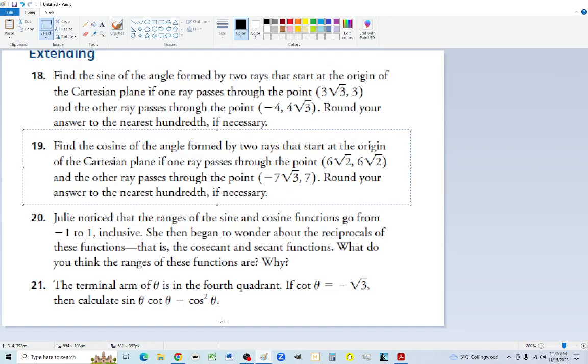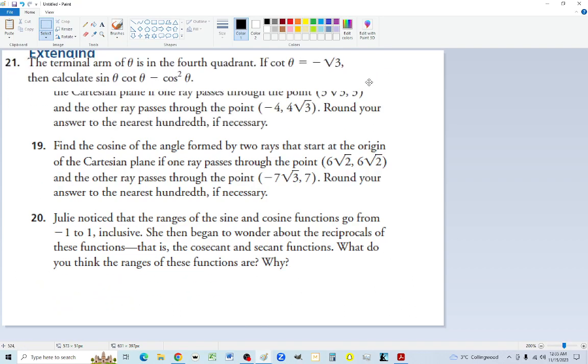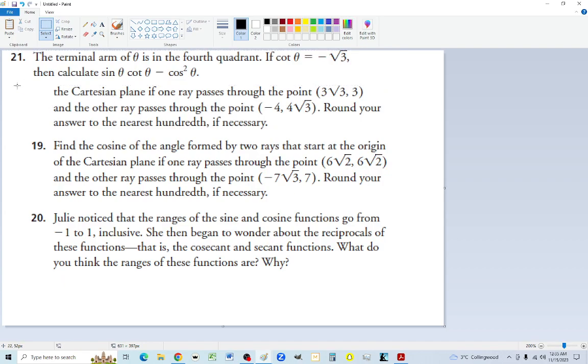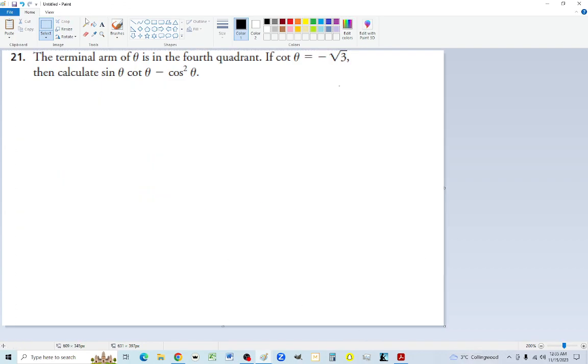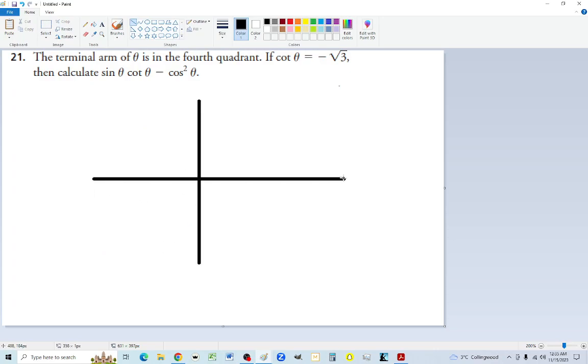Now, what's the last question? The last question is, the terminal arm of pi is in the fourth quadrant. If cot pi is equal to -3, you can calculate sine times cot minus cos squared. All right, let's try this one. Terminal arm is in the fourth quadrant. In the fourth quadrant over here, only cosine is positive. So we just know the terminal arm's like that.